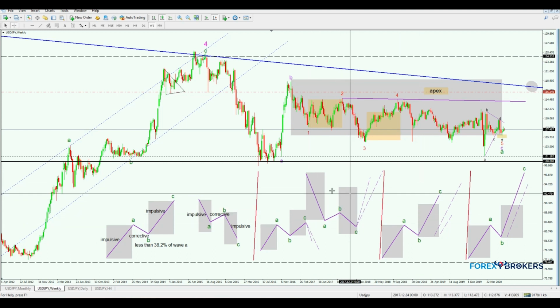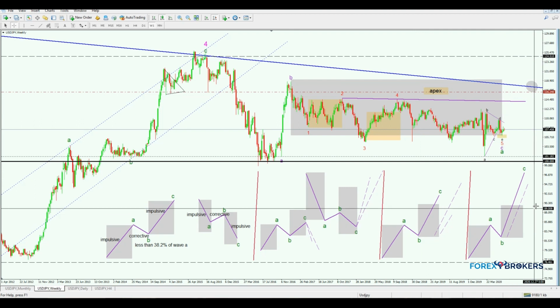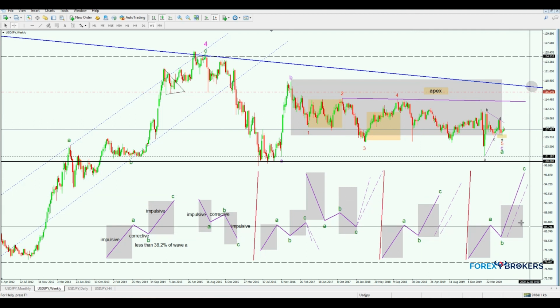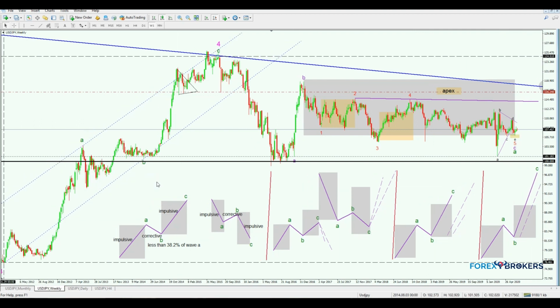truncated zigzag, normal zigzag, elongated zigzag. Here we have the US dollar and Japanese yen weekly chart, and it shows the rise of the pair from the moment that the Bank of Japan in 2012 announced that it would start quantitative easing, and it would do so in such an aggressive way that it created massive moves on the FX market.